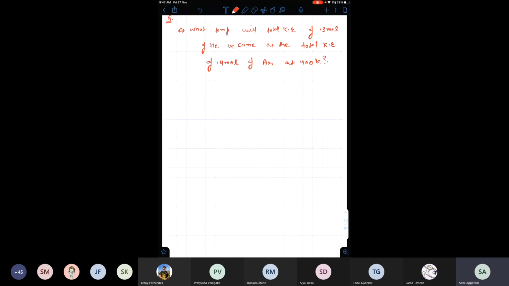At what temperature will the total kinetic energy of 0.3 mole of helium be the same as the total kinetic energy of 0.4 mole of argon?